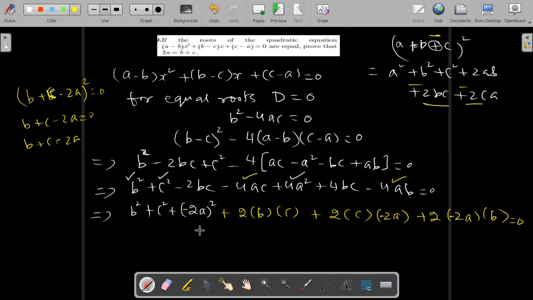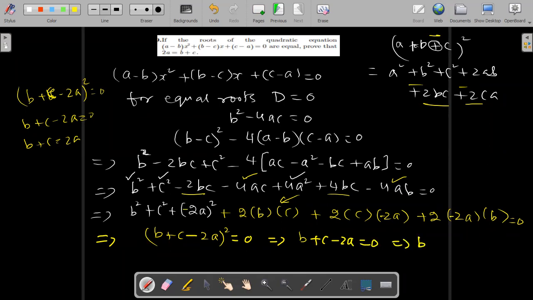It is true, b plus c is equal to 2a. There is maybe a problem in the question, that here 2 should come, not 4. Okay, this is 4bc and minus 2bc, it will become 2bc. Correct. So we get 2bc. So this is negative. Then we can write this as (b plus c minus 2a) whole square is equal to 0, which can be written as b plus c minus 2a is equal to 0. Therefore, b plus c is equal to 2a. This is proved.